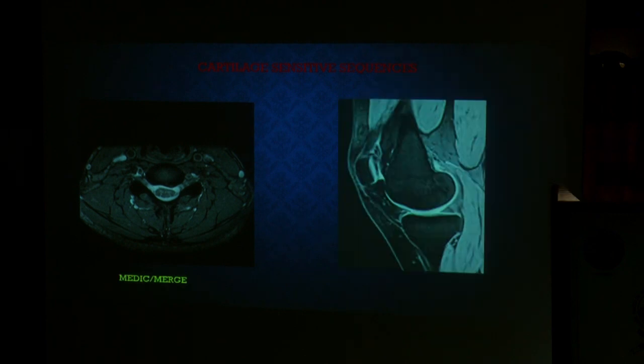This cartilage sensitive sequence, it is MEDIC. It is routinely used in cervical spine MRI in trauma cases to find the hematoma. This MEDIC or MERGE sequence depending upon the vendor, and this sequence is dual echo steady state imaging, DESS. Make a note of it, DESS, dual echo steady state. It is a cartilage sensitive sequence. Here the cartilage is pretty bright and the bone marrow is suppressed, which appears black. So the contrast is very good here. Dual echo steady state.